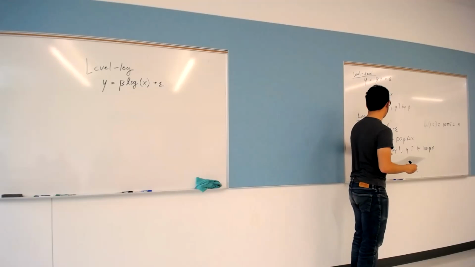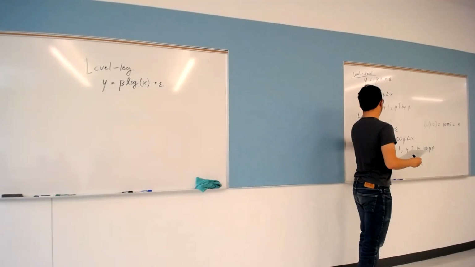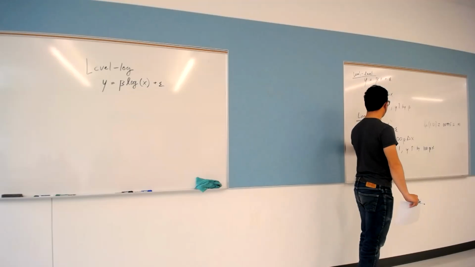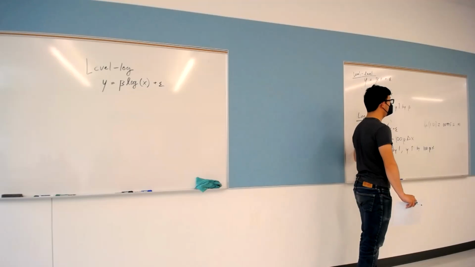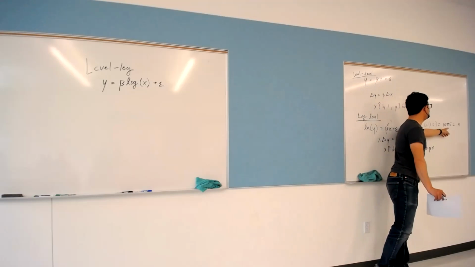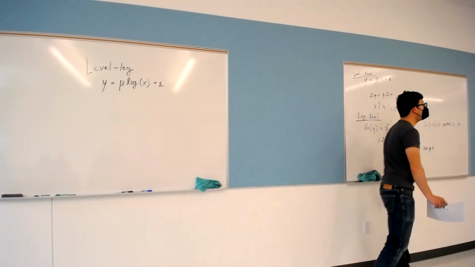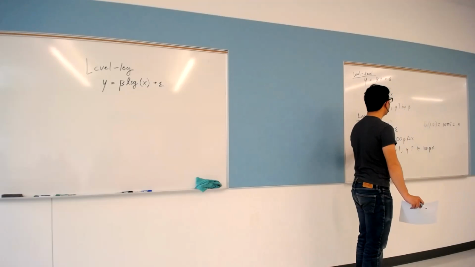So let's do this. Let's say this value is 0.3 and x goes up by 1. Then the delta would be 0.3 times 1, which would be 0.3 on this side. And then each one of these is a percentage difference. So then y would go up by 30%.